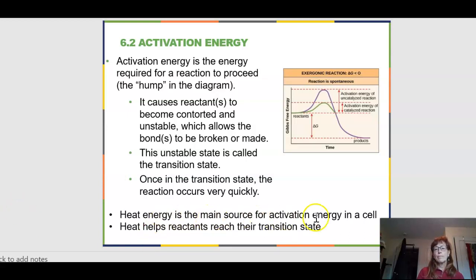Now, heat energy is the main source for activation energy in a cell, and heat is going to help these reactants move toward this transition state. It makes sense if you think about it, because when you heat molecules, they move more. So it's going to help them to potentially run into each other more often. And that's how a lot of chemical reactions happen in the body. The reactants are basically bumping into one another.